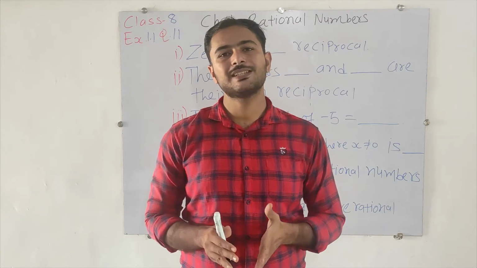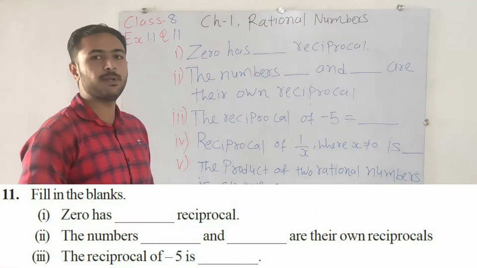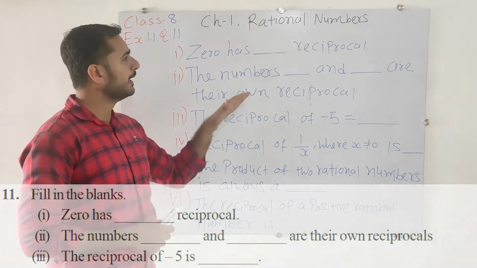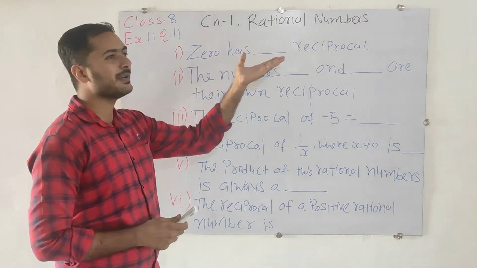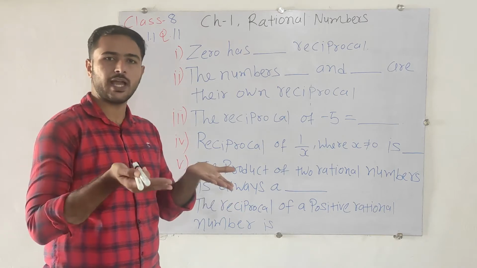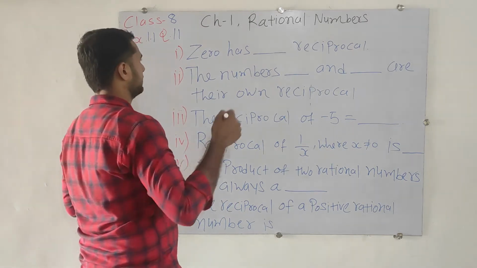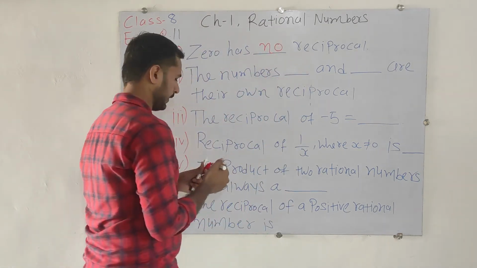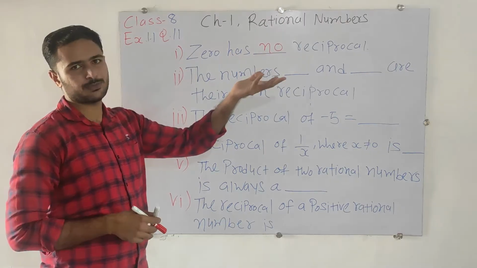Now the last question of this exercise, question number 11, which is fill in the blanks. Let's start with the first one: 0 has blank reciprocal. It means 0 has how many reciprocals? 0 actually has no reciprocal, as we have already discussed in the last question. So 0 has no reciprocal. Or you can write 0 has 0 reciprocals, whatever.